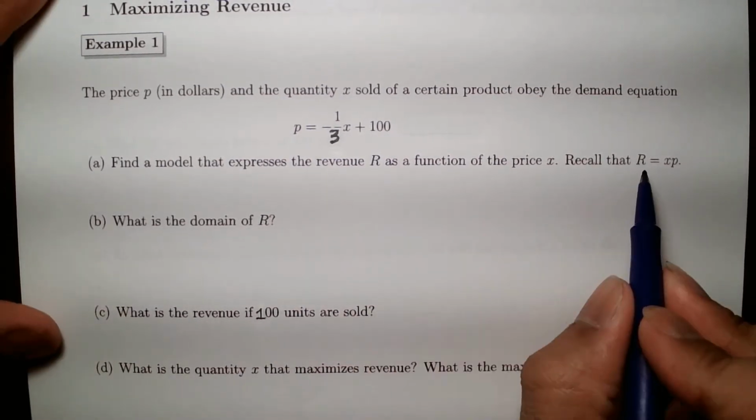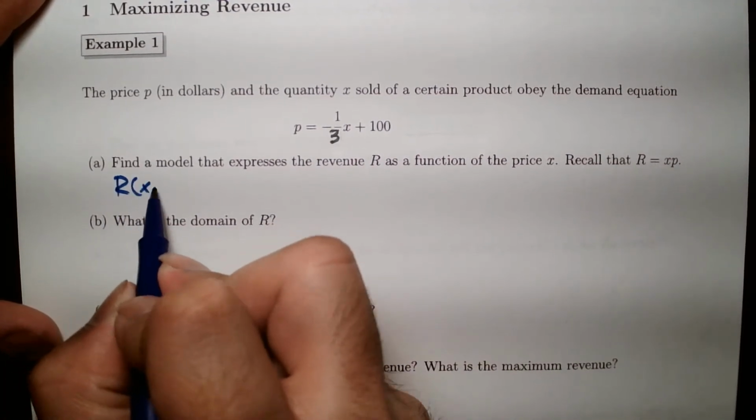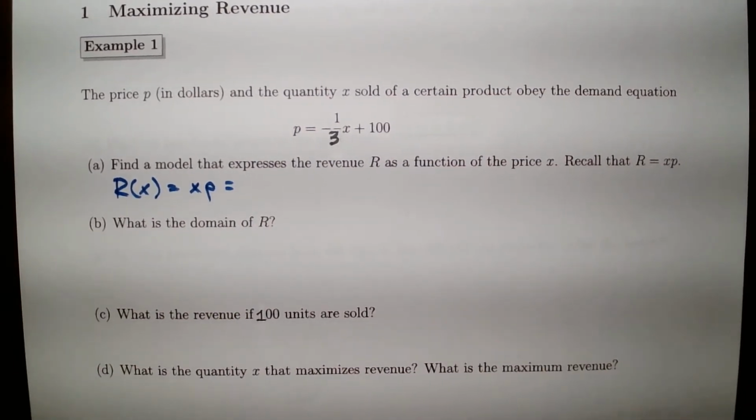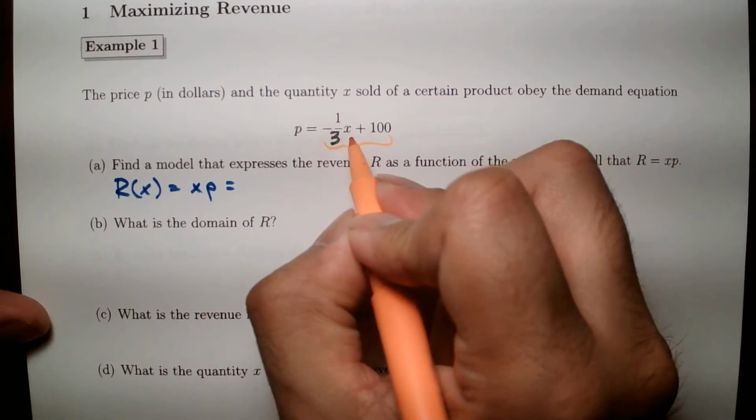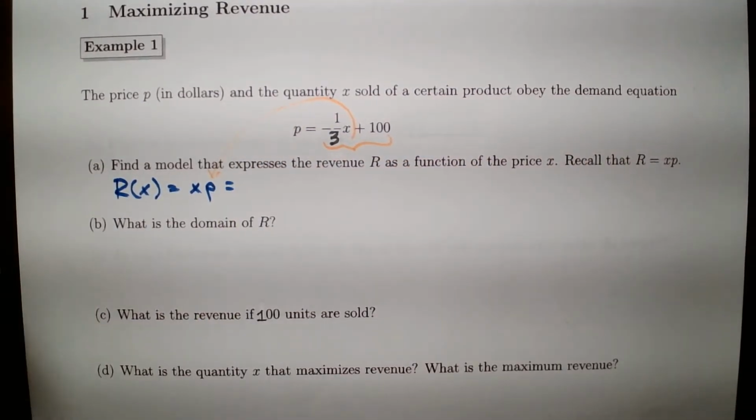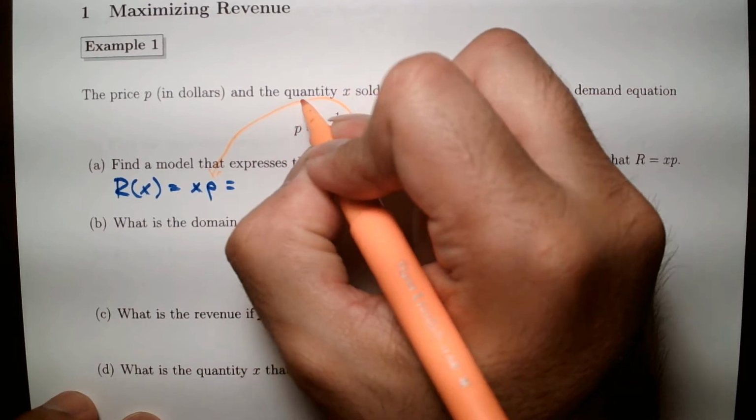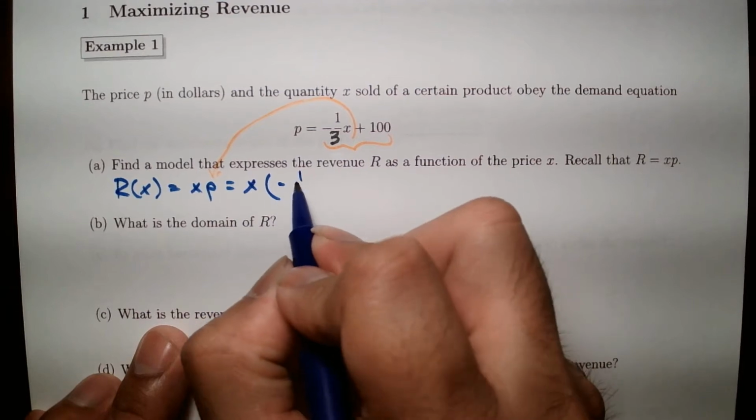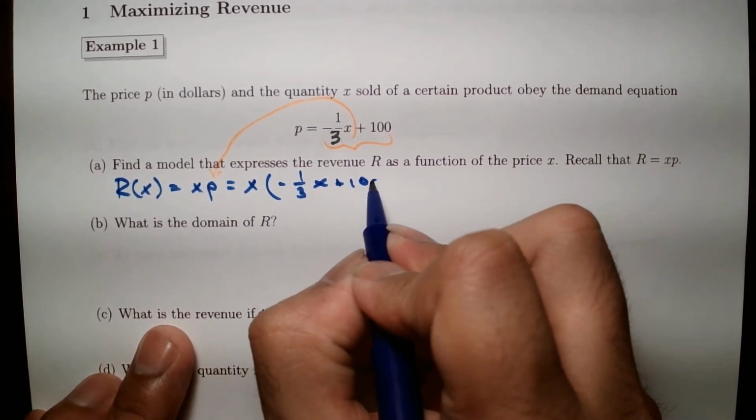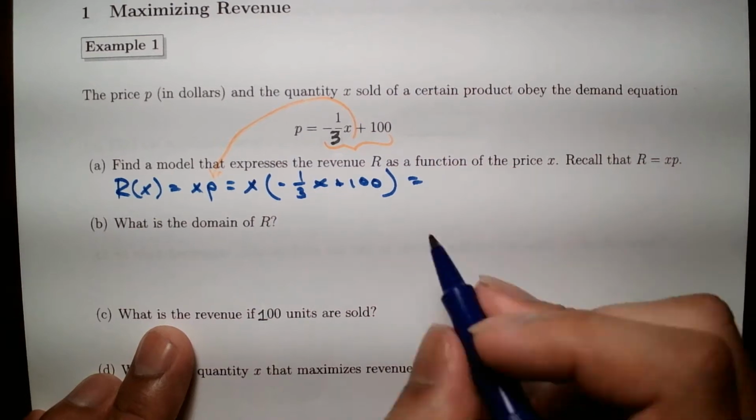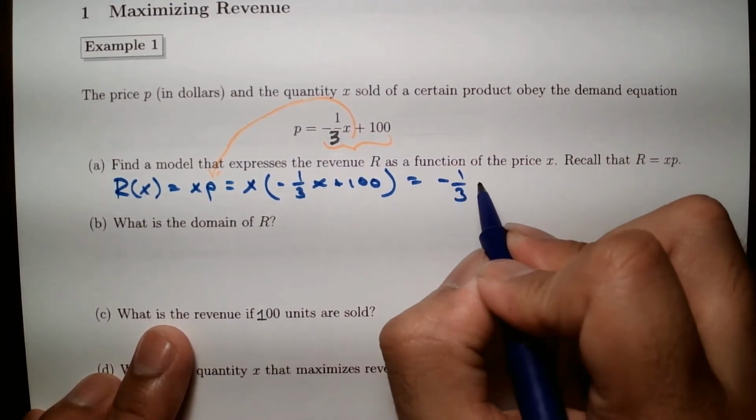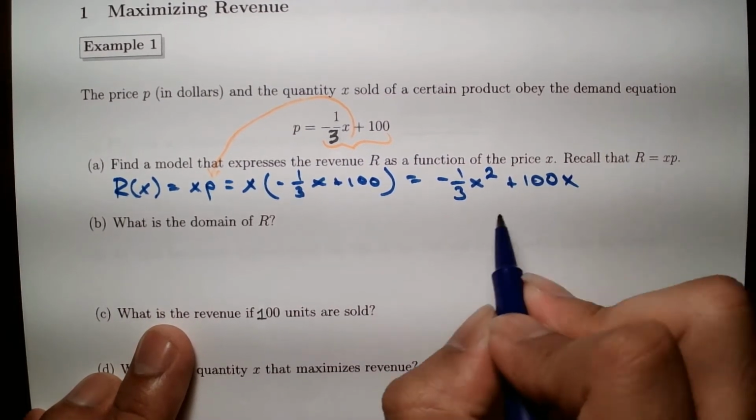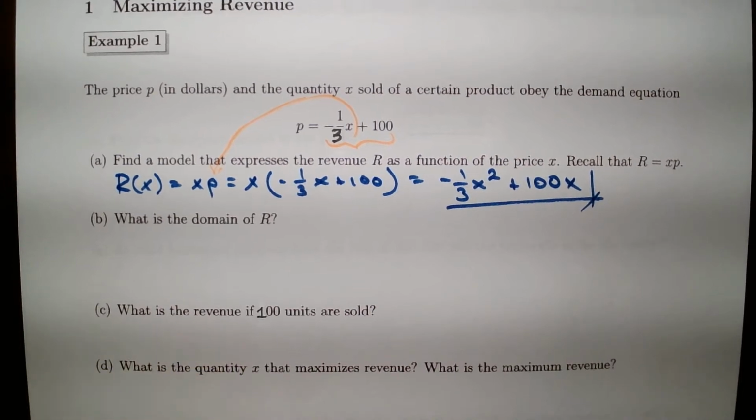So r of x is x times p, and all we do is simply substitute, replacing the p with this expression. That's about it. So that's going to be x times negative 1/3 x plus 100. And from here, all we do is distribute the x. So negative 1/3 x squared plus 100x. So that's the first part of this exercise.